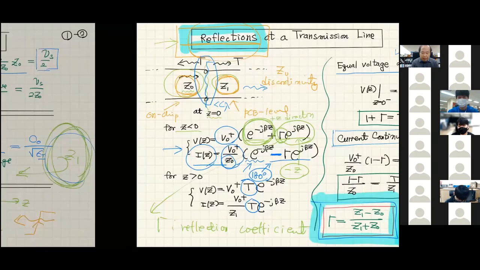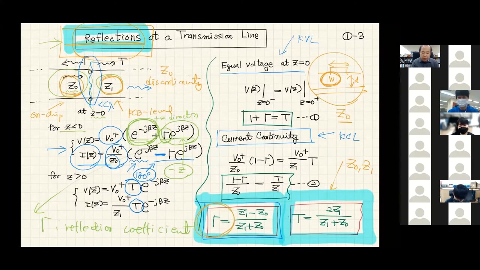And that reflection is totally determined by the difference between the line Z1 and Z0. So the meaning of this line is that if we are sending a high-speed digital signal, we have some chances to suffer reflections. And the reflection is determined by the relationship between the two transmission line impedances.